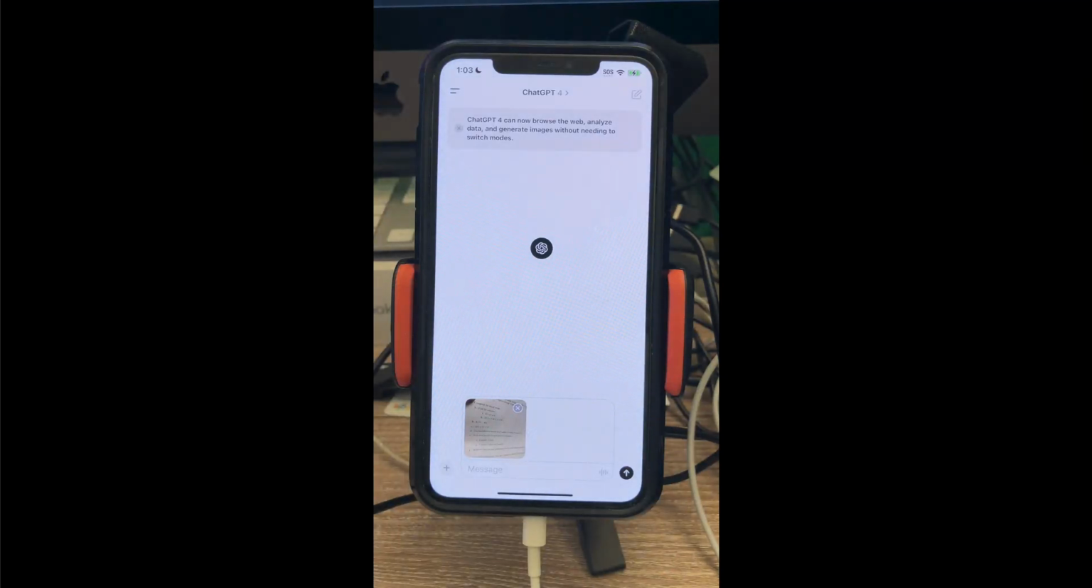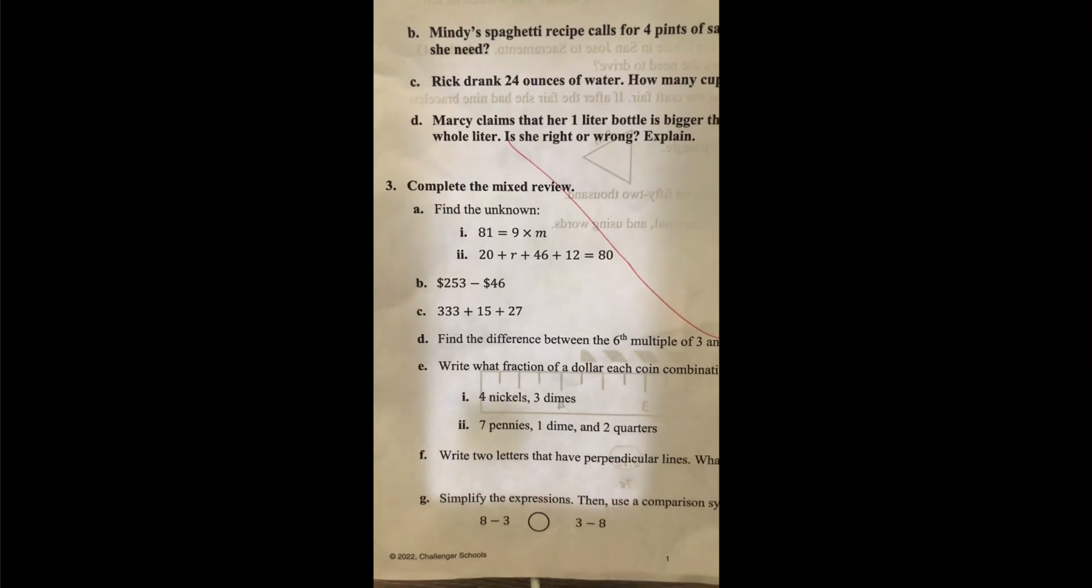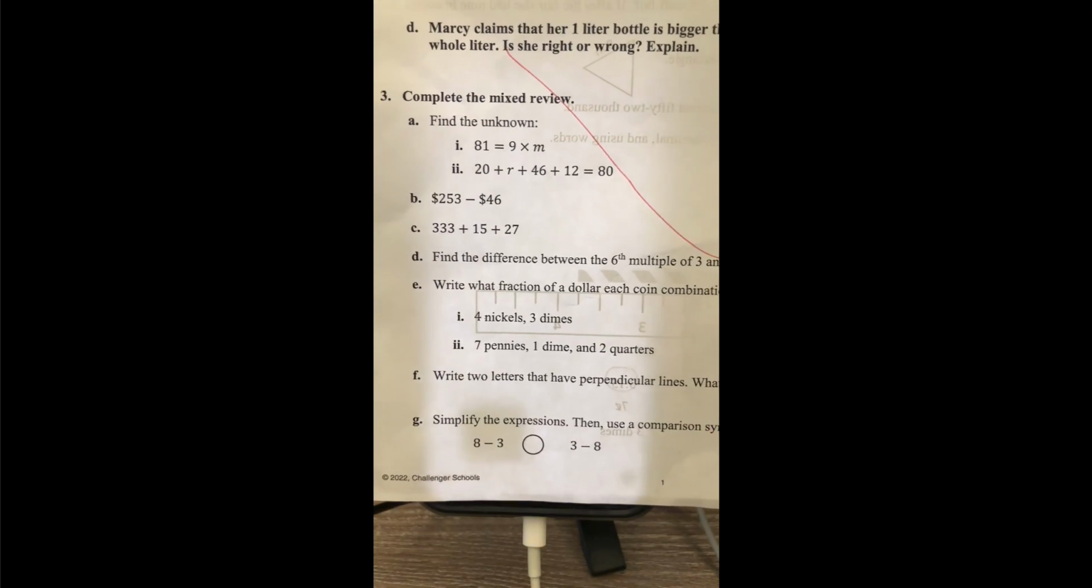Okay friends, in this video we will learn, can we use ChatGPT to solve our math problems? So here is a simple math problem. For example, find the unknown. 81 equals 9 into what? So I think 9 times 9, 9 times 10 is 90. So 9 times 9 is 81.